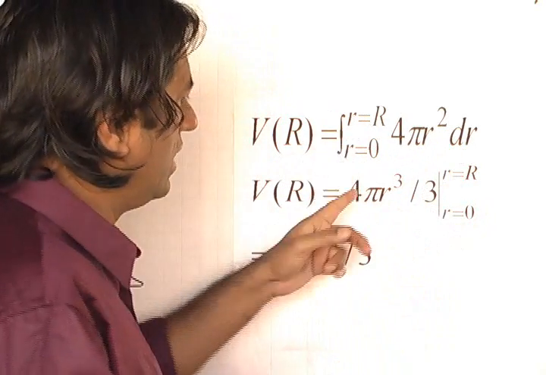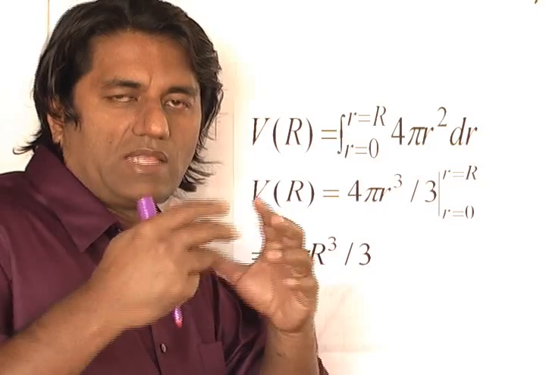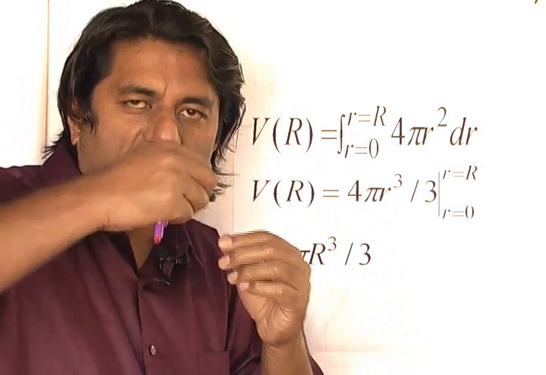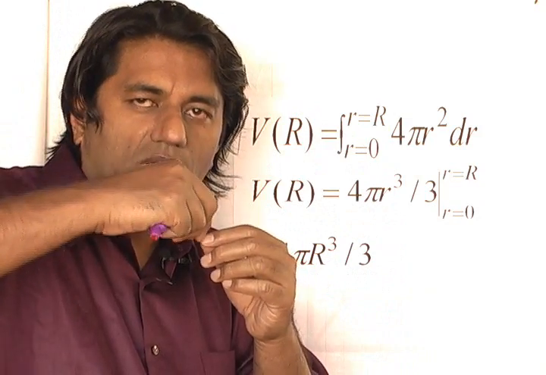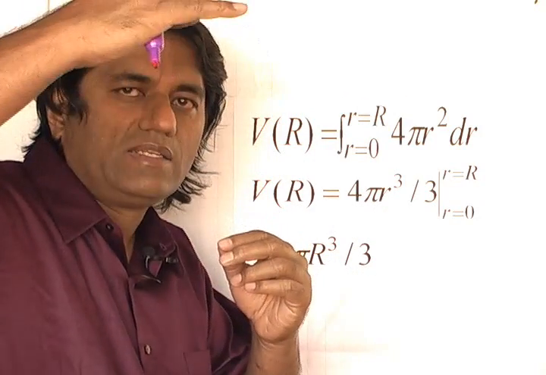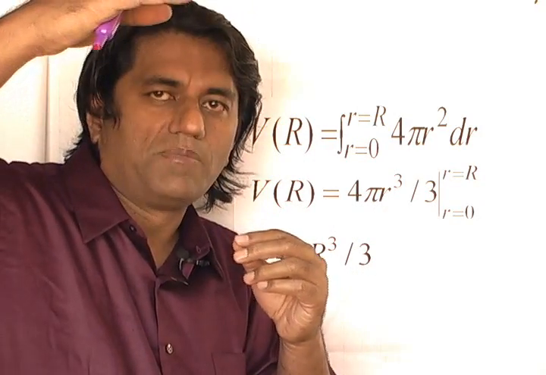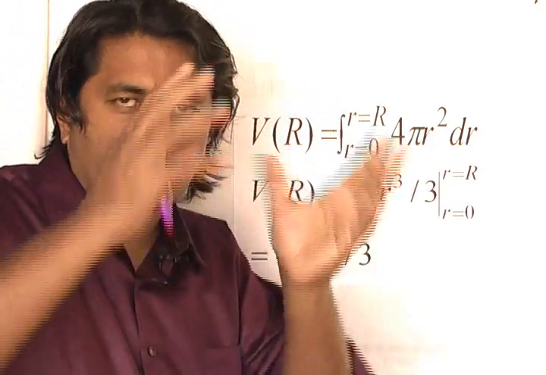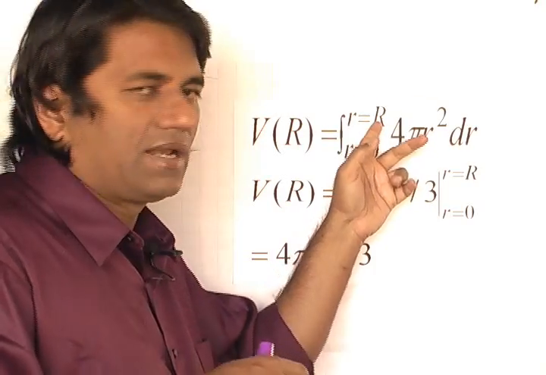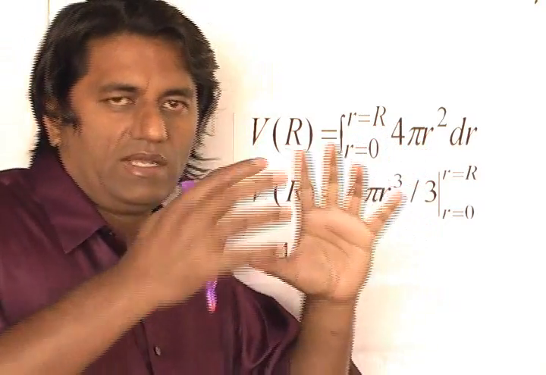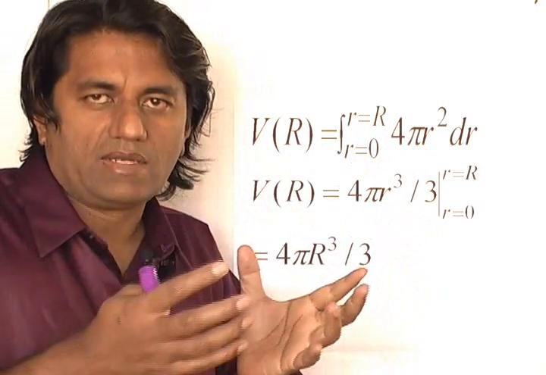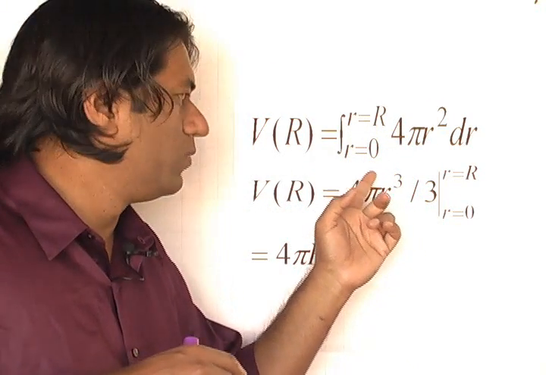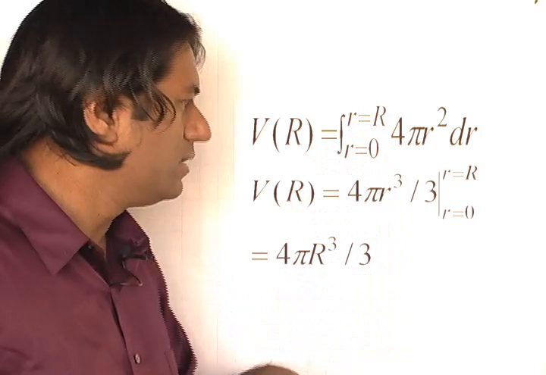And then the integral is between, now you want to find the volume of that entire sphere, so you start from the center, r equal to 0, and you go all the way till the edge, the surface of this entire sphere, and so you say that's capital R. So if the radius of the entire sphere is capital R, then your limits for your integral would be between 0 and capital R.